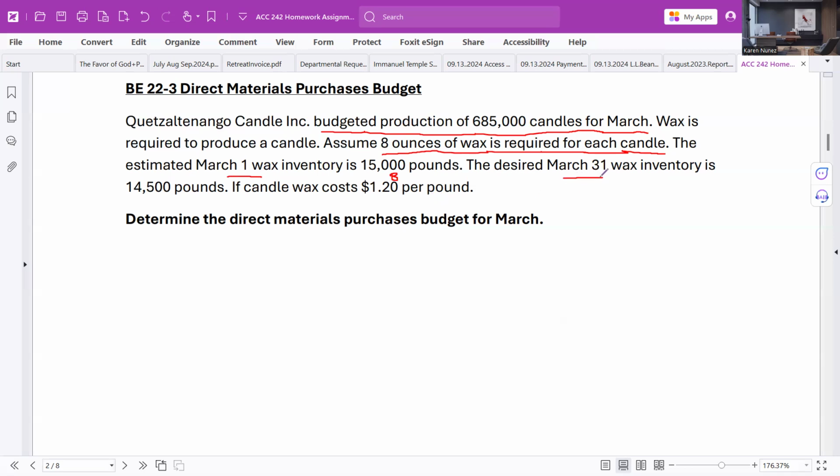But the ending inventory is going to be 14,500 pounds of wax. And the cost is $1.20 for a pound of wax. So we need to approach this kind of like what we did in the illustration problem for the lecture. We need to know how much wax we're going to need for production. We need to know how much wax we're going to need for the inventory. And then we're going to need to know how much we'll be buying and what it's going to cost.